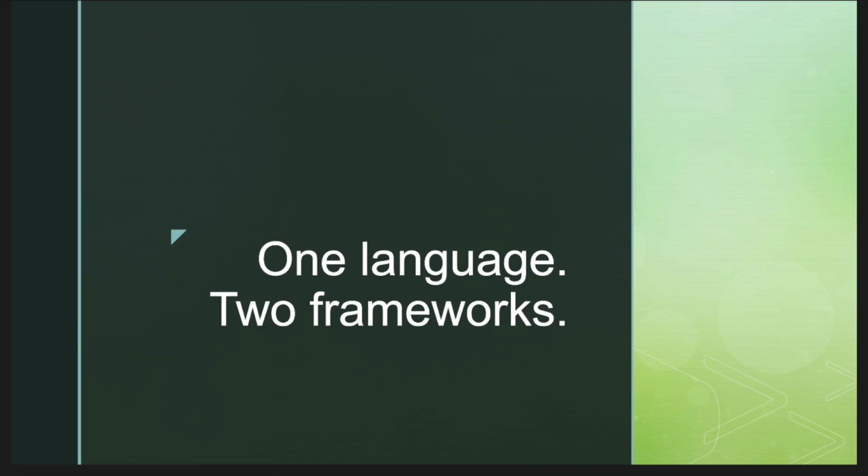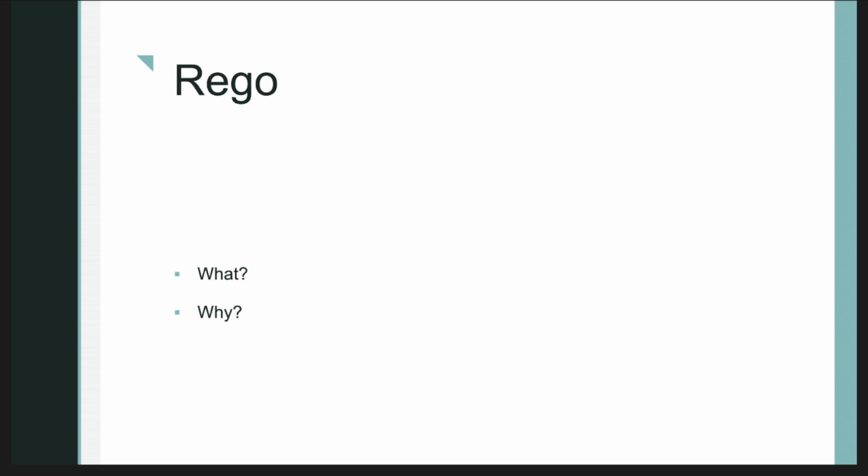The idea is we wanted to support Rigo on Kubewarden. So this is why I called it one language, two frameworks. We have Rigo, and then we have two frameworks. One is Open Policy Agent, and the other is Gatekeeper. So let's go first with the language itself, with Rigo.